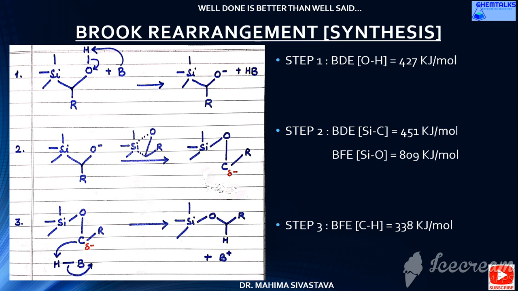Step 1 involves the removal of a proton, also known as proton abstraction, from the hydroxyl group in the presence of a base, forming an alkoxide ion. This ion then starts acting as a nucleophile. So that is the first step of the reaction that you can clearly see.